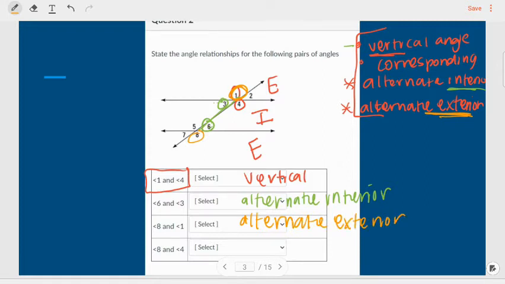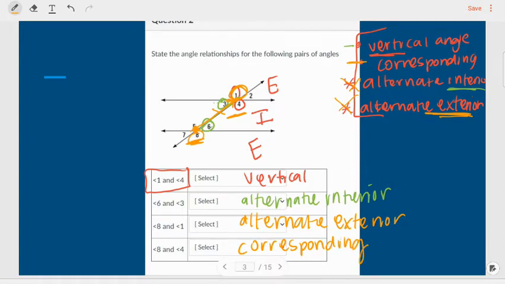And 8 and 4, so let's just underline 8 and 4. One's on the exterior, one's on the interior, so these two options are out, and they don't share the same vertex. But remember, corresponding is when I have two intersections, I cut it in half and slide it down, pick one up and stack it on top of the other, they would line up. And indeed, 8 lines up with 4. So corresponding.